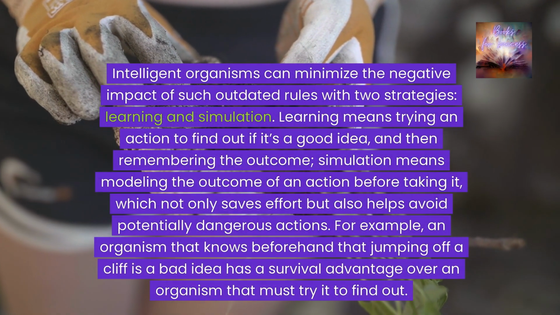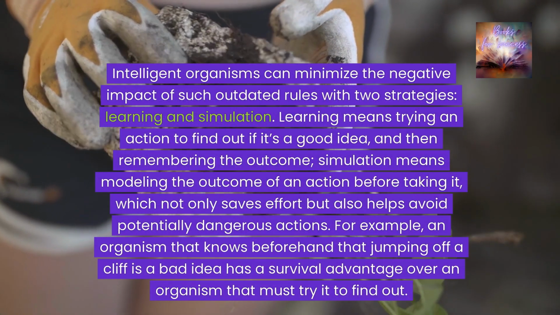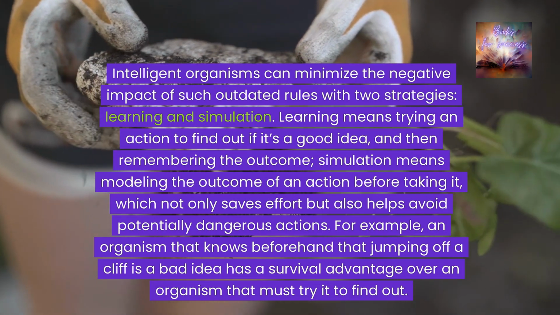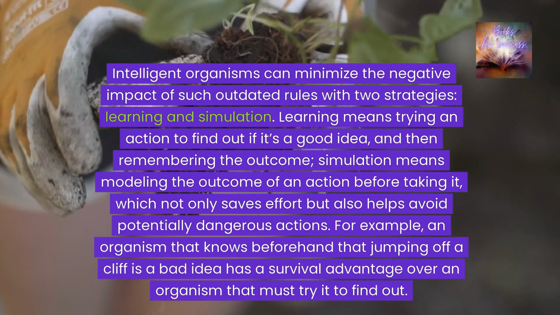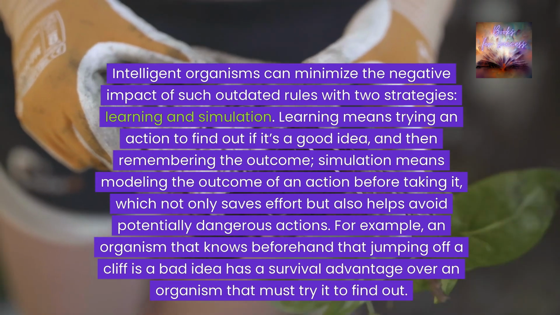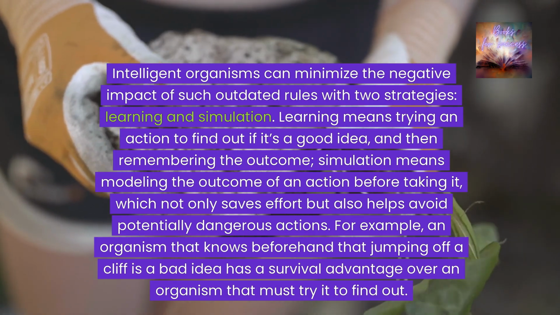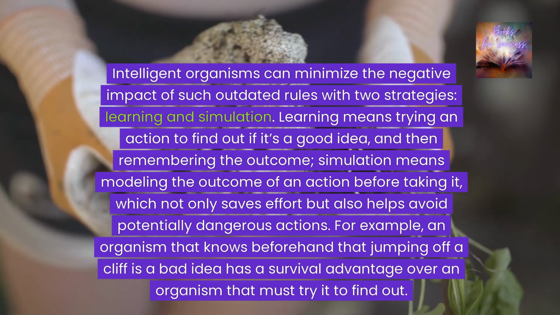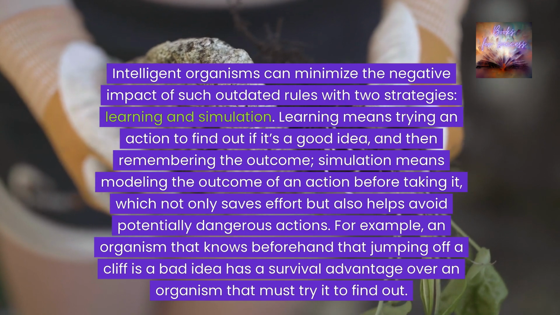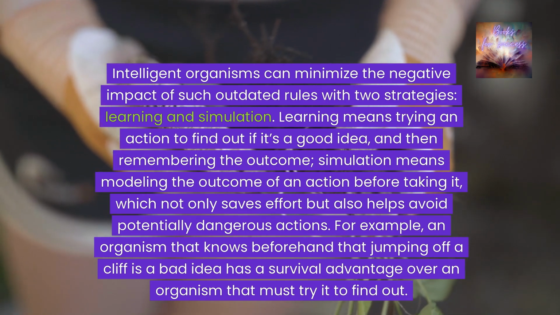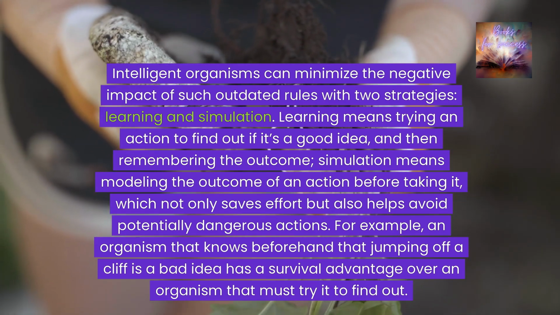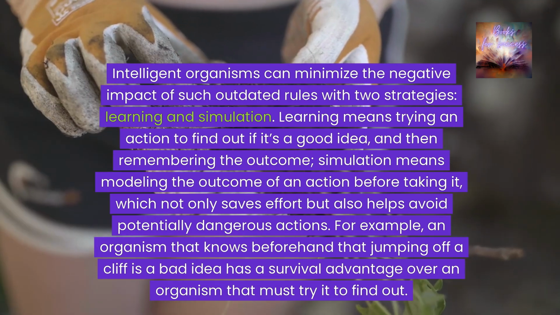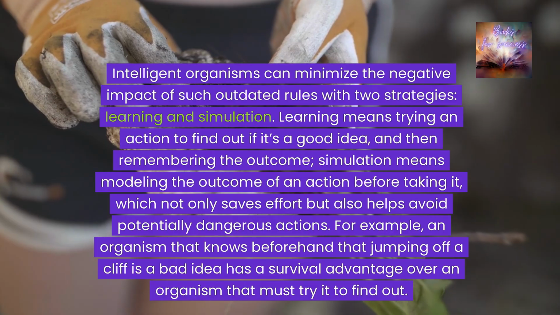Intelligent organisms can minimize the negative impact of such outdated rules with two strategies: learning and simulation. Learning means trying an action to find out if it's a good idea, and then remembering the outcome. Simulation means modeling the outcome of an action before taking it, which not only saves effort but also helps avoid potentially dangerous actions. For example, an organism that knows beforehand that jumping off a cliff is a bad idea has a survival advantage over an organism that must try it to find out.